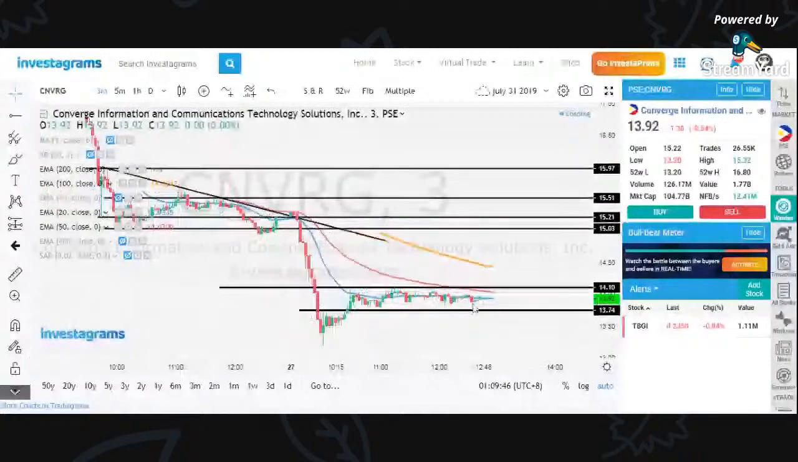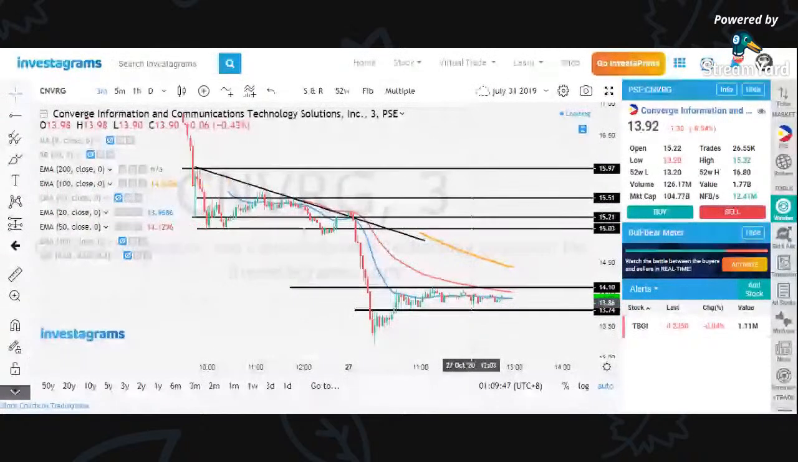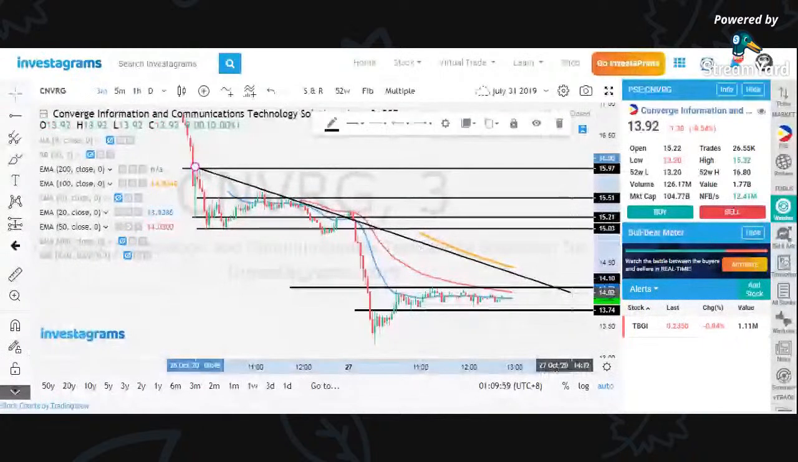So, ngayon, i-project natin to. Ito yung projection natin kahapon, yung incline resistance. We will project it downward. Okay? So, ganyan po ang mangyari ngayon, no?